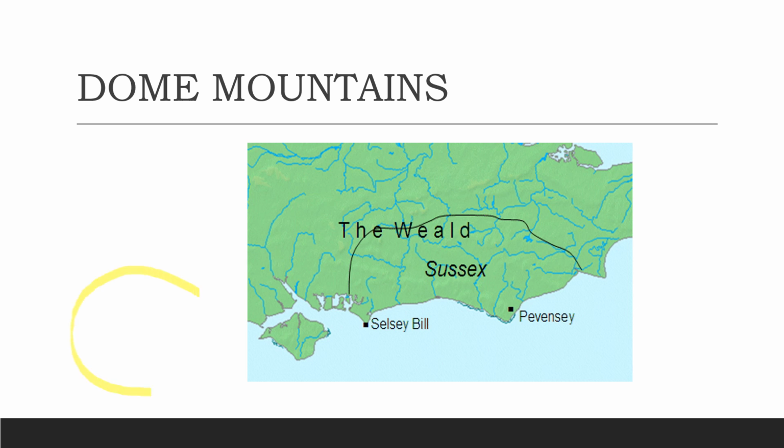Let's say this is the earth and magma is rising from the mantle of the earth. It is rising up, but it does not reach the surface. It solidifies before reaching the surface. Then it is known as a dome mountain. A very famous dome mountain range is in Wales. It is a very famous mountain area in England.